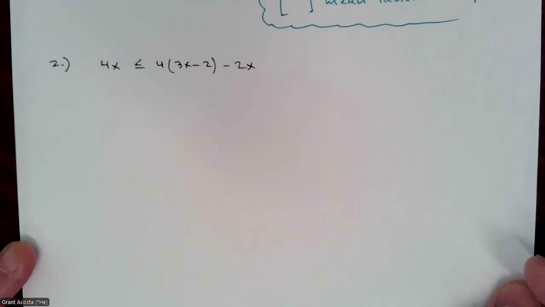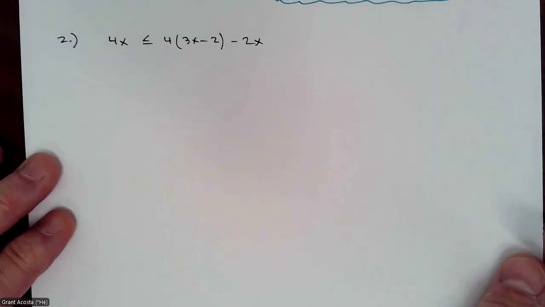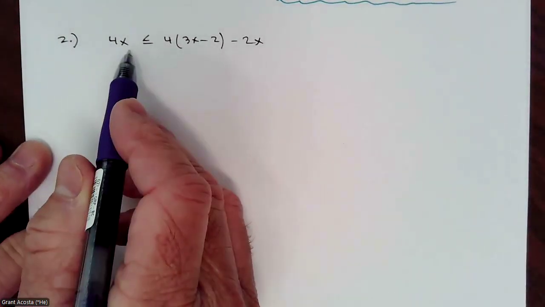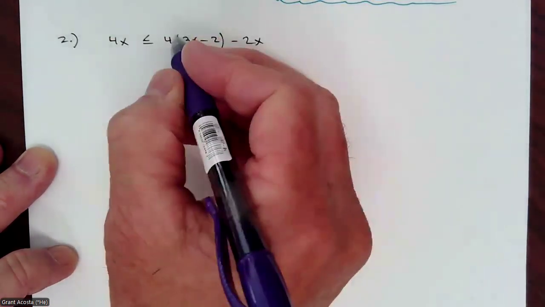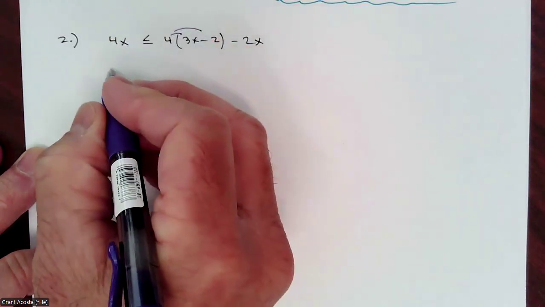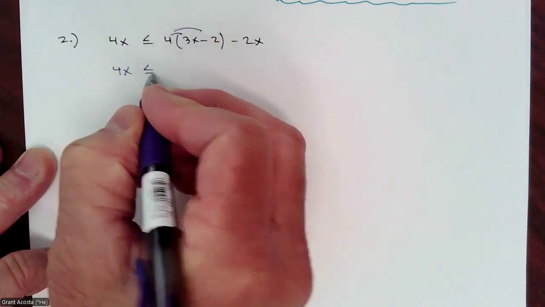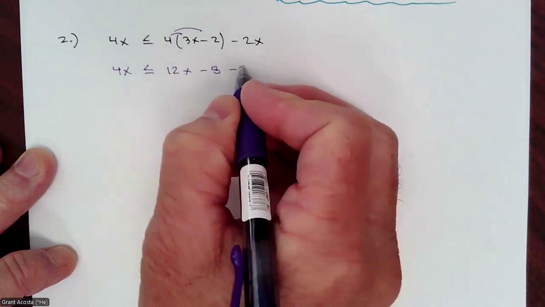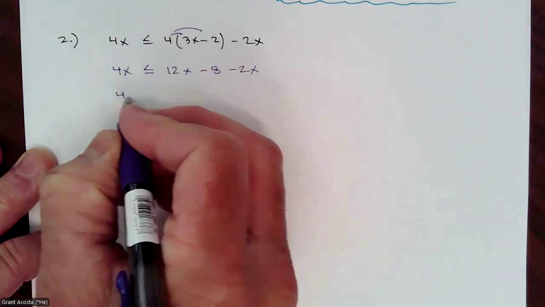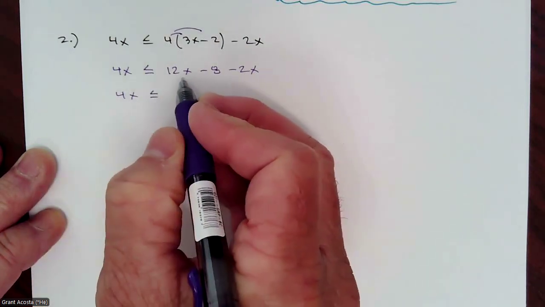Okay, let's try another one here. So again, solve it much like you would an equation. You want to isolate x. You probably want to do some distributing here. So 4x is less than or equal to 12x minus 8 minus 2x. So I have 4x is less than or equal to, I can combine, 10x minus 8.